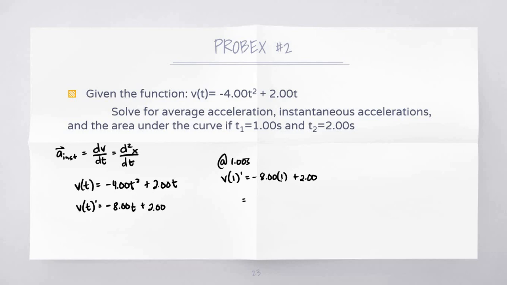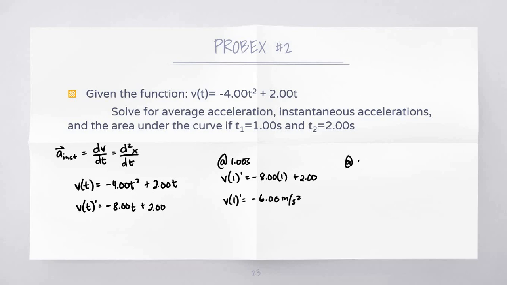Okay, which then gives us an answer. So v prime of 1 is equal to negative 8 plus 2, that's equal to negative 6 meters per second squared. Alright, so instantaneous acceleration, that's meters per second squared.